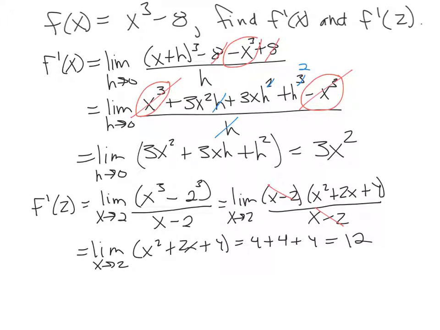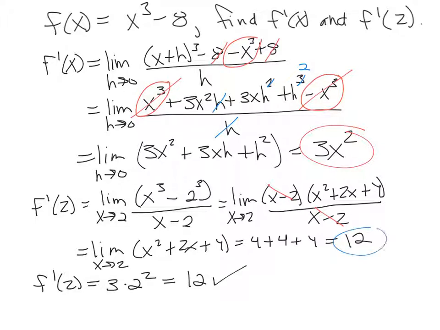Now let's check by taking f prime of 2 using our previous result. That will be 3 times 2 squared, and 3 times 2 squared is 12. So we see that, yes, we did indeed end up with the correct result. So that's basically how you use the limit definition to take a derivative. So let's see how else we can use this limit definition.